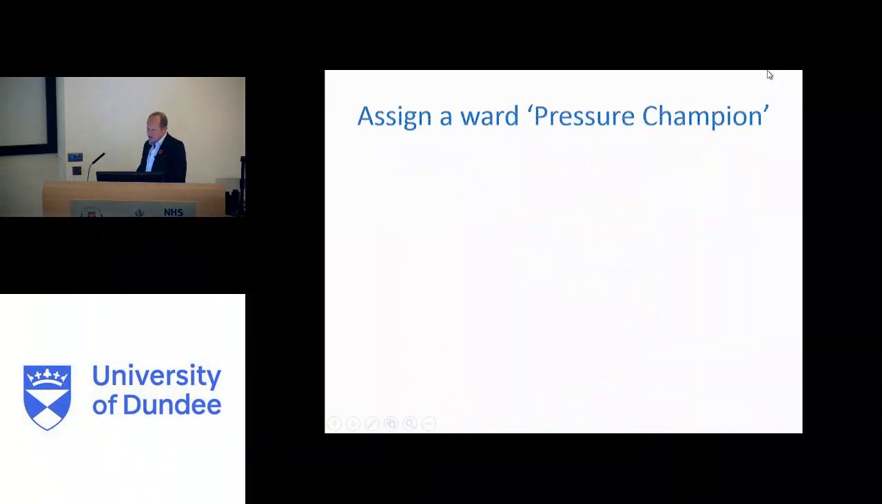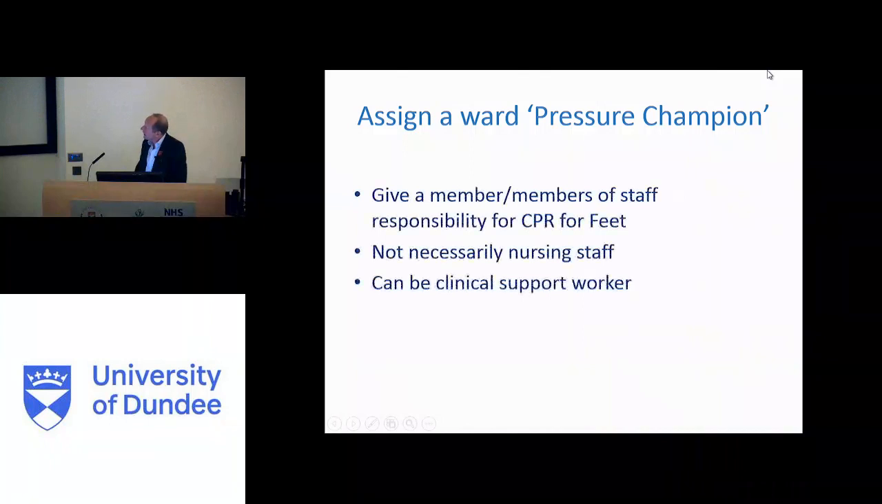Assign a ward pressure champion. I've already spoken about that. And give a member or members of staff the responsibility for CPR for feet. It doesn't necessarily mean to be nursing staff. A lot of our healthcare assistants are not only willing to do this, but in my experience, a lot of them take fantastic ownership of this and drive this forward very, very well. And as I say, it can be any clinical support worker, any healthcare assistant. I'm not bothered who takes responsibility for this, as long as they take ownership and drive that forward.